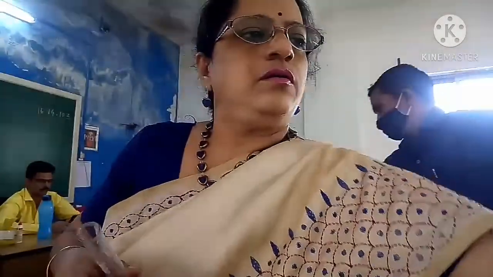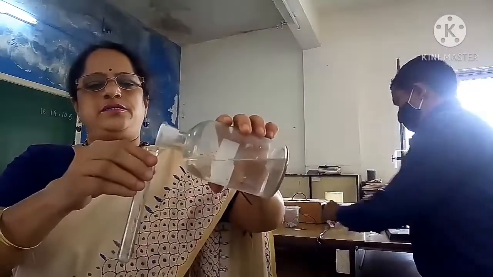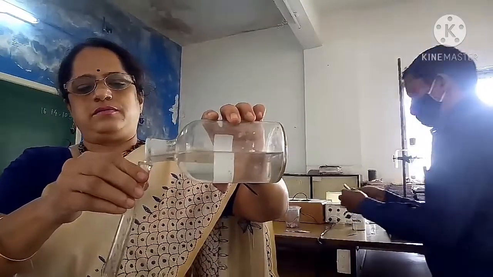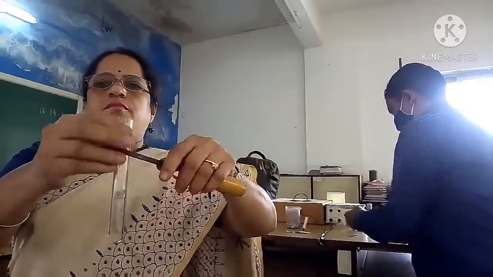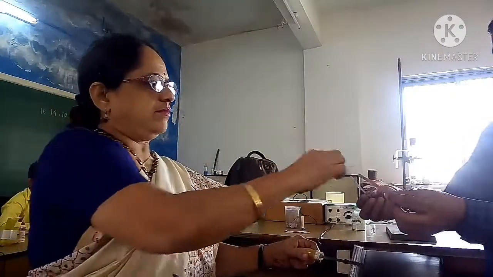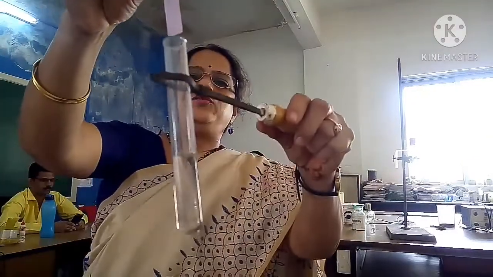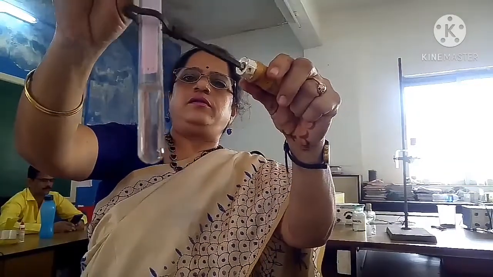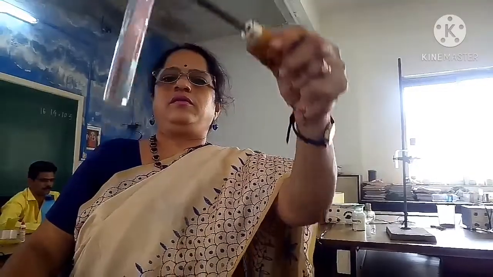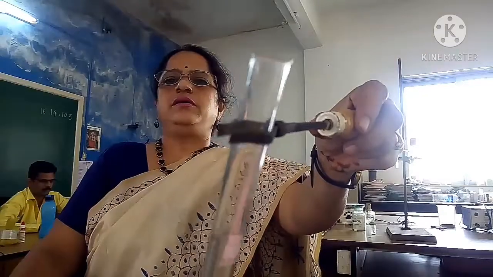I will take acetic acid in a test tube. Blue litmus. This is a blue litmus. I am adding it to the acetic acid I have taken. See, it is turning red. Completely it has turned red.